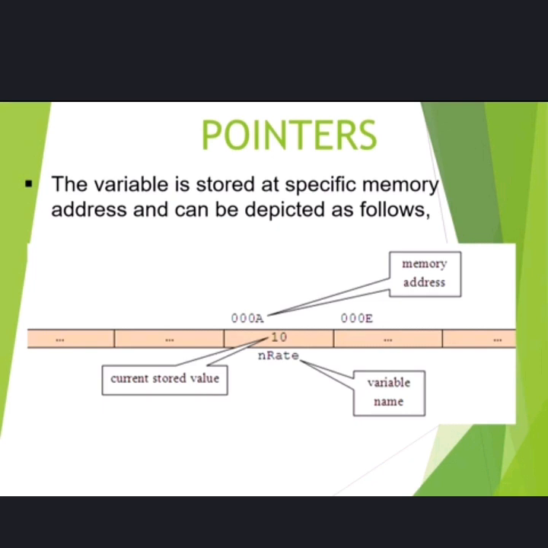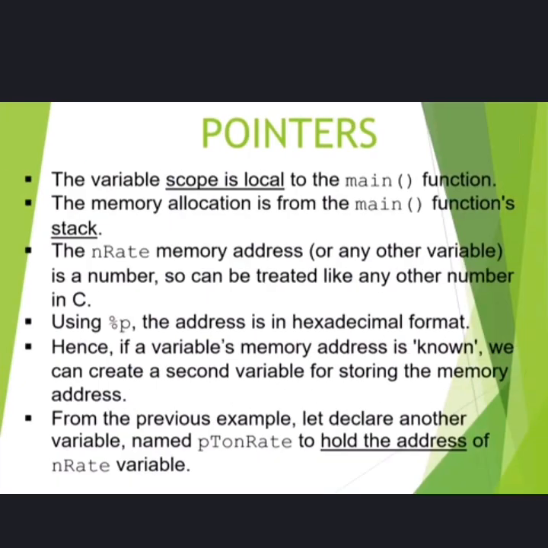The variable is stored at a specific memory address and can be depicted as follows. The variable scope is local to the main function. The memory allocation is from the main function's stack. The rate memory address is a number, so it can be treated like any other number in C. Using %p, the address is shown in hexadecimal format.